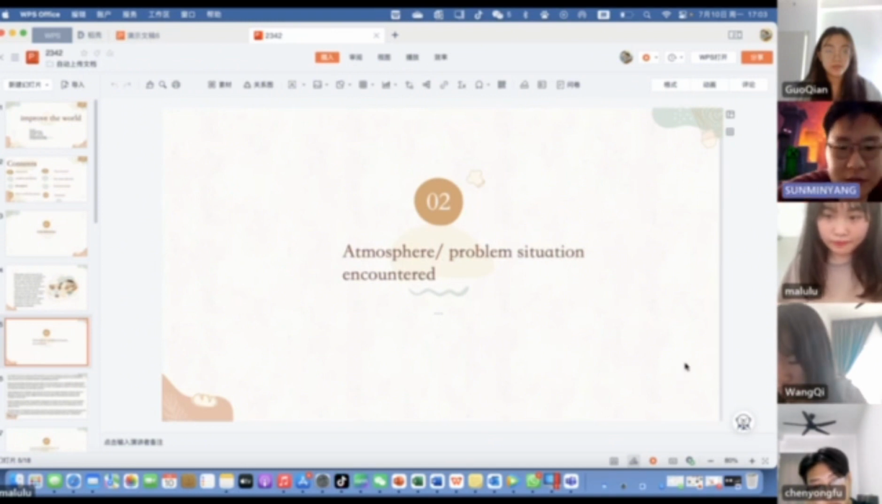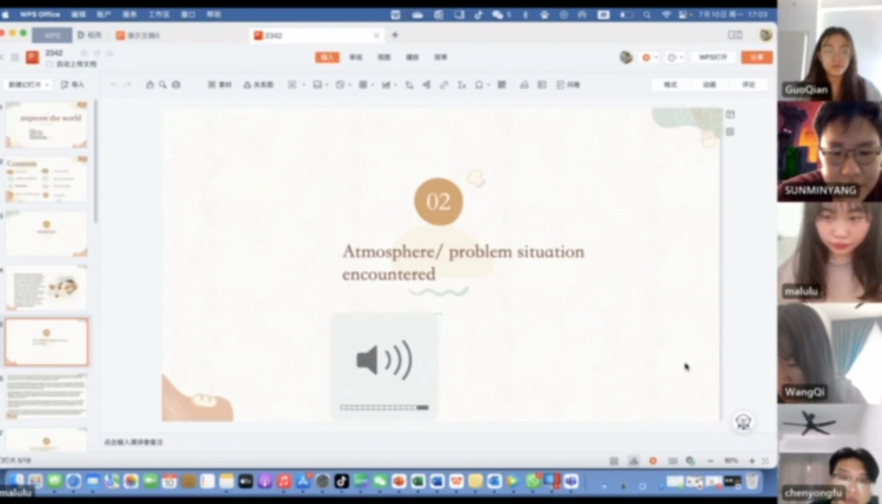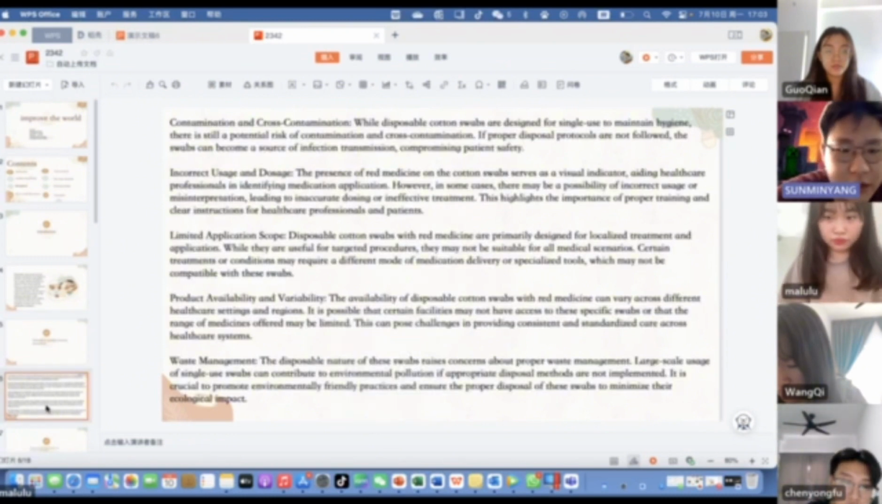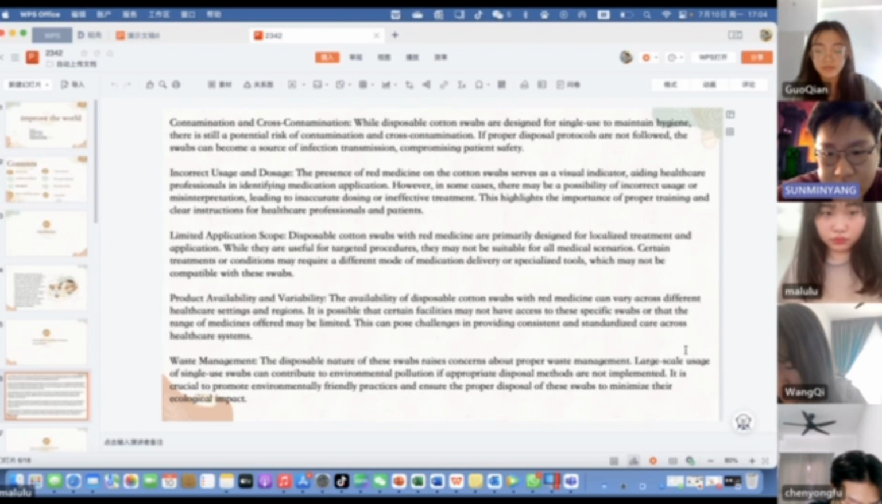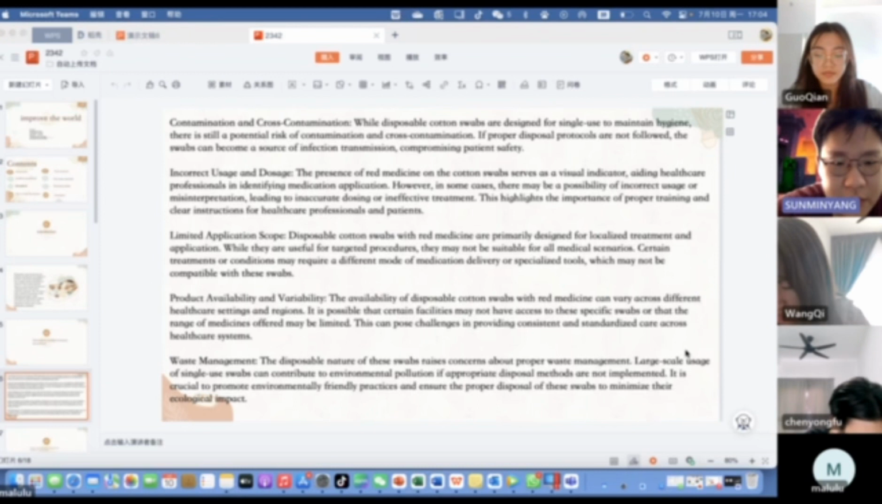Here's my part. Atmosphere, problems encountered. Next page, please. The first problem is contamination and cross-contamination. While disposable cotton swabs are designed for single use to maintain hygiene, there's still a potential risk of contamination and cross-contamination. If proper disposal protocols are not followed, the swab can become a source of infection transmission, compromising patient safety. And the second part is incorrect usage and dosage.